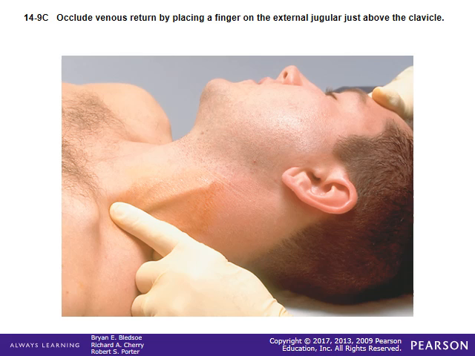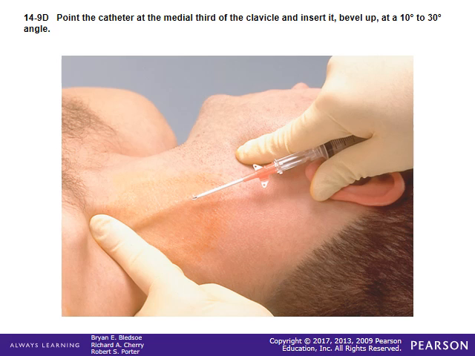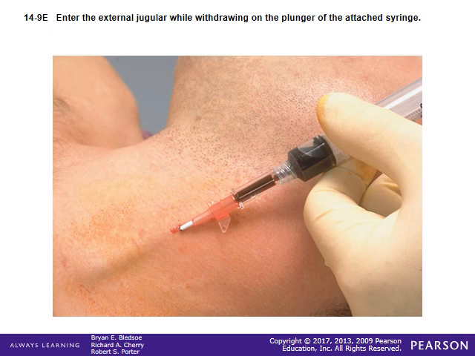Occlude the venous return by placing a finger on the external jugular just above the clavicle. Point the catheter at the medial third of the clavicle and insert it bevel up at about a 10 to 30 degree angle. Withdrawing the plunger of the attached syringe will help you gain access.